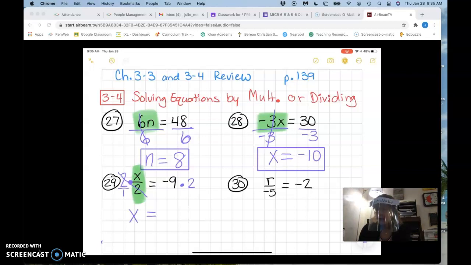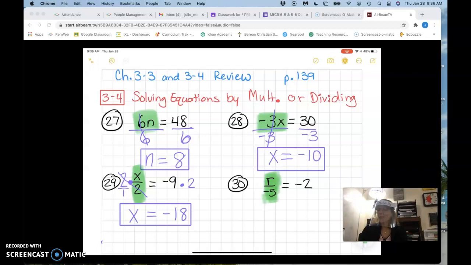All right? And then on the other side, what is negative 9 times 2? 18. Close? No. Negative 18. Braden, you're on a brain break.